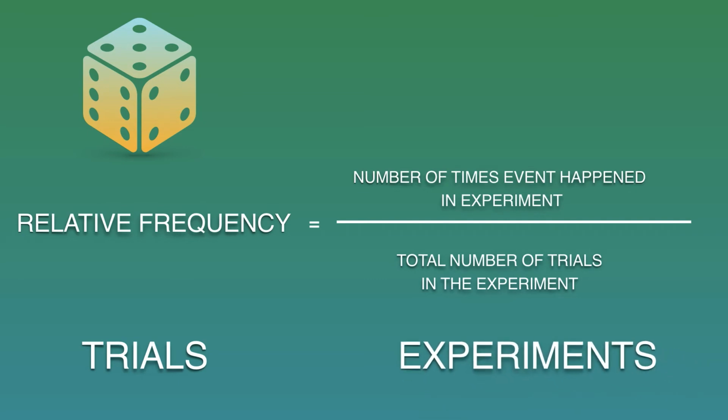An experiment is a collection of trials. For example, your experiment may consist of 10 throws of a dice, in which case it gives a total of 10 outcomes from 10 trials, and that's equivalent to one experiment.